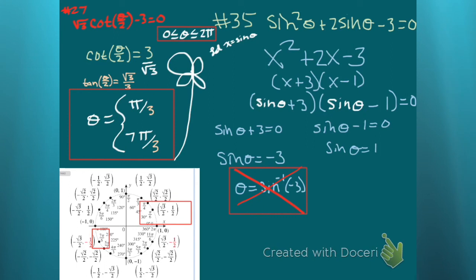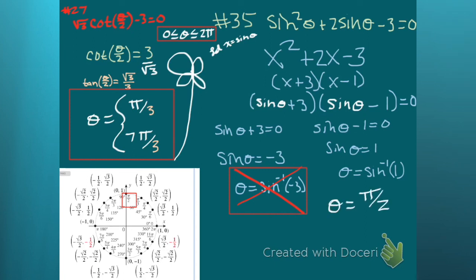We add that one to both sides, we inverse sine, and we go to our unit circle. We find that it only happens at pi over 2. Why not 3 pi over 2? Because that's minus 1. So then, it's all over but the box and flower.